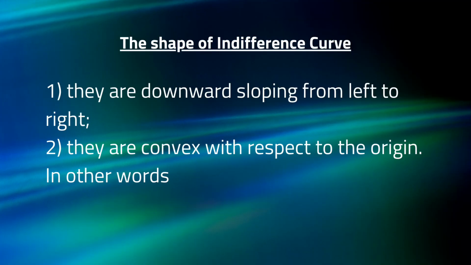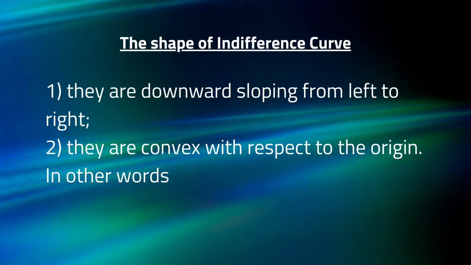Indifference curves have a roughly similar shape in 2 ways. 1, they are downward sloping from left to right. 2, they are convex with respect to the origin. In other words, they are steeper on the left and flatter on the right. The downward slope of the indifference curve means that Lily must trade off less of one good to get more of the other, while holding utility constant.